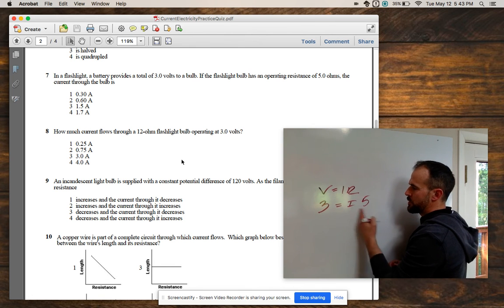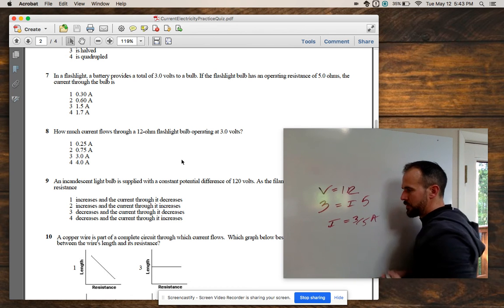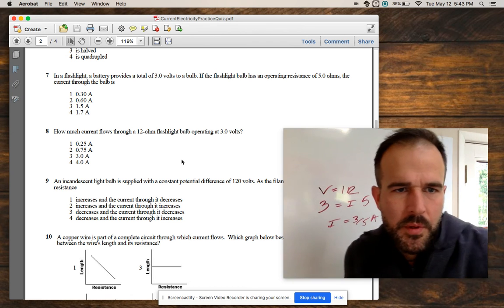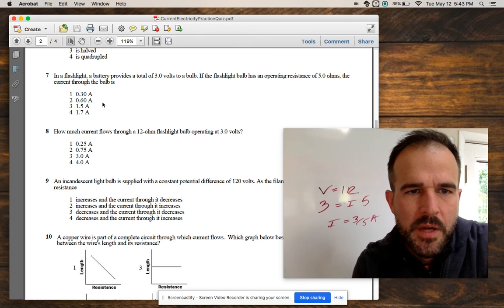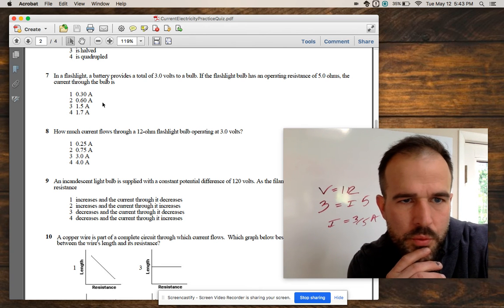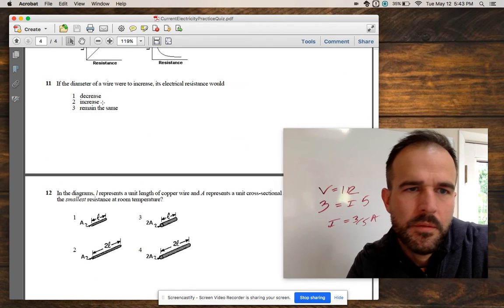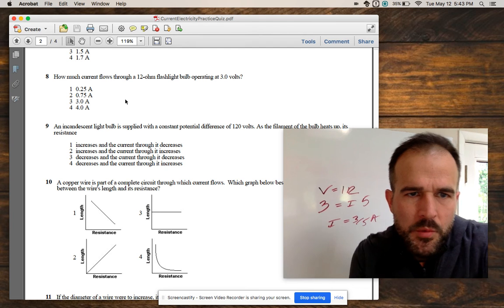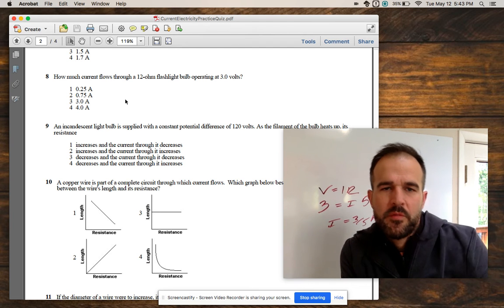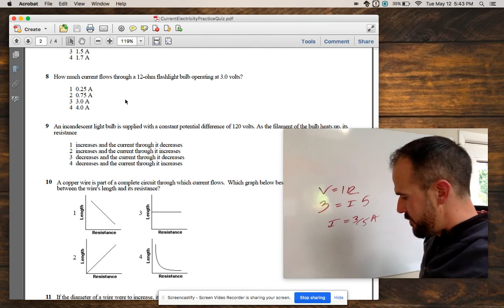Wants to know current. Divide yourself over there. I, 3/5 of an amp. 3/5 of an amp. And that must be option 2. 7 is number 2. Double check. Yes. 8. How much current flows through a 12 ohm flashlight bulb operating at 3 volts?